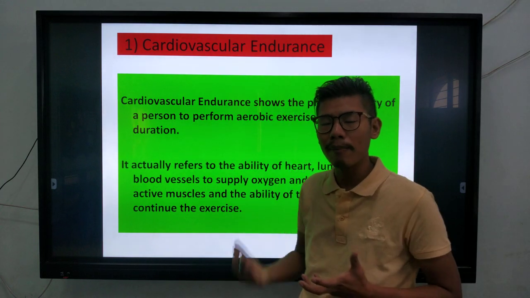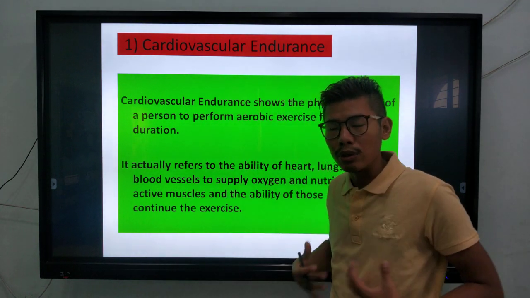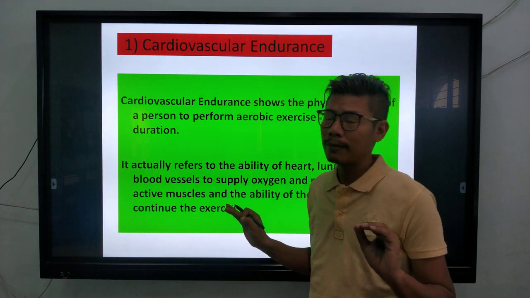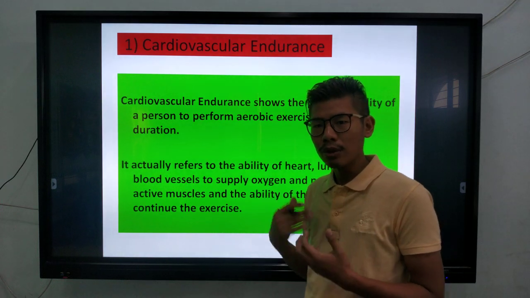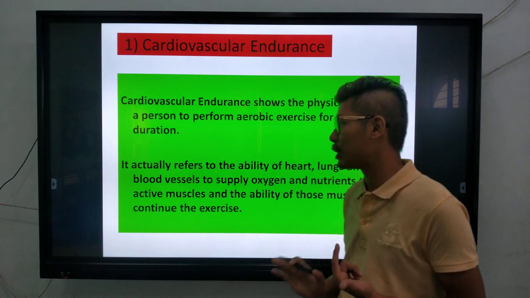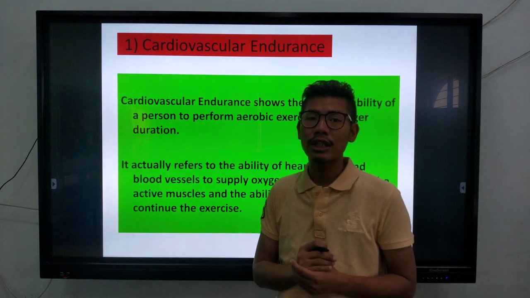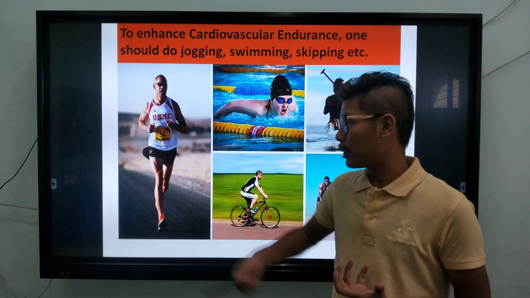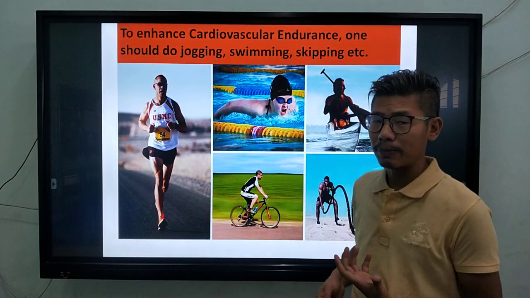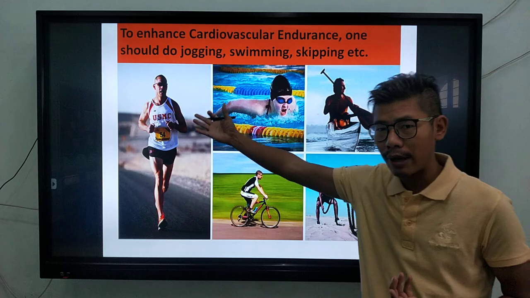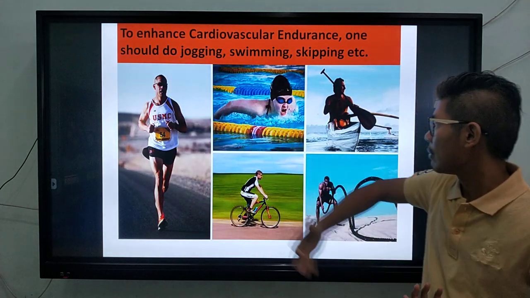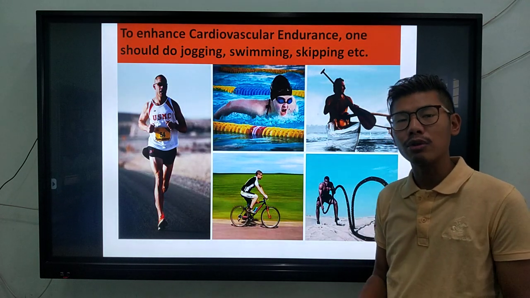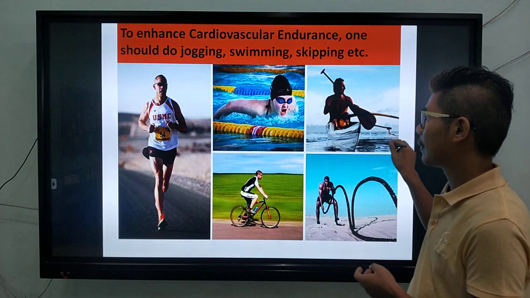So whenever you're running or jumping, you need to fill the muscles with nutrients and oxygenated blood, so that your body can perform more activity. That is the reason why cardiovascular endurance has to be very effective. To improve that, we can do some exercises shown in this picture: running, jogging, swimming, boat riding, cycling, and stretching. These are some of the exercises you can perform to improve your cardiovascular endurance.